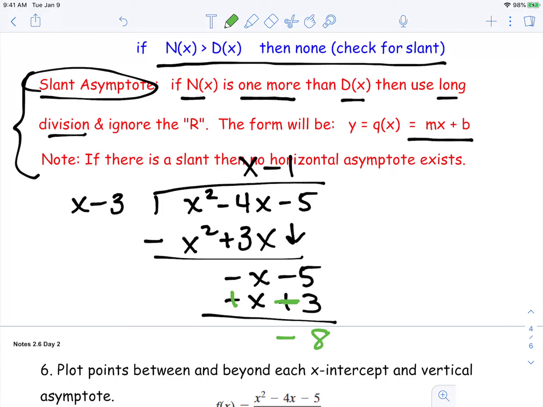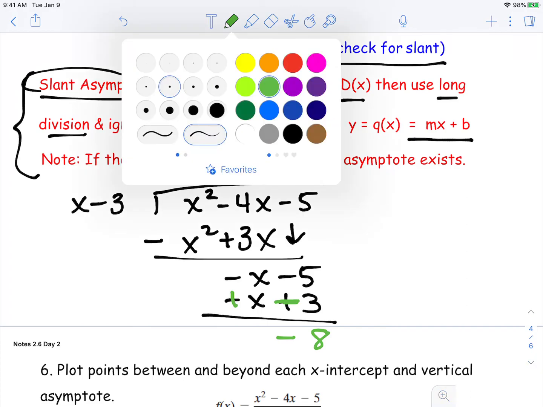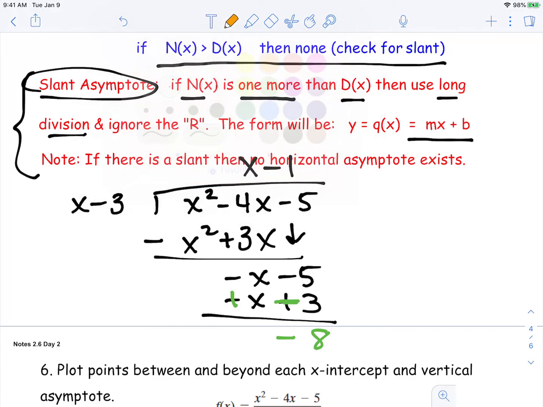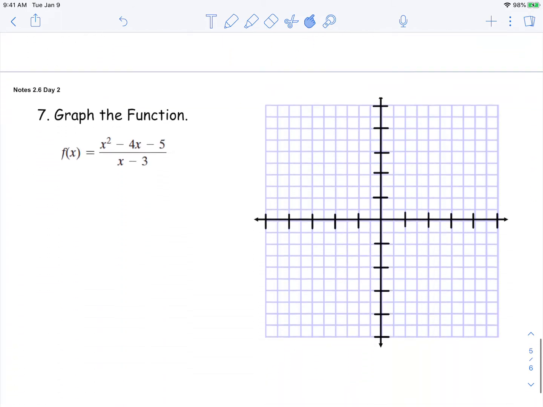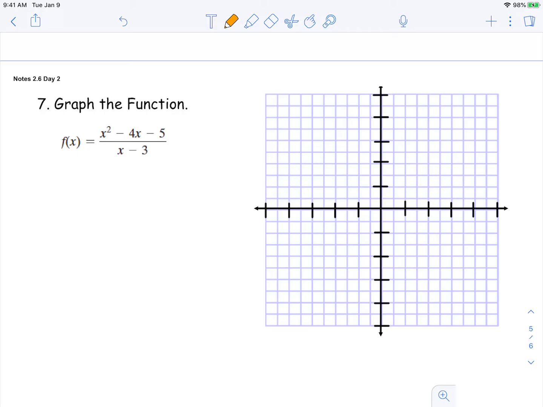All right, so now here's what it says. Our equation for our slant should be in y equals mx plus b. So this is going to turn it into an equation. Y equals x minus 1. Our slope is going to be 1, and our y-intercept is going to be 0, negative 1. All right, so I'm going to skip 6 for now and move on to graphing it.